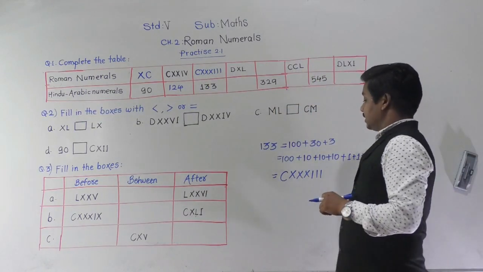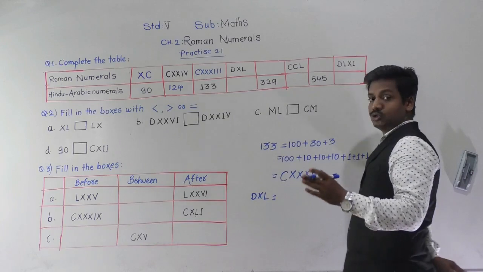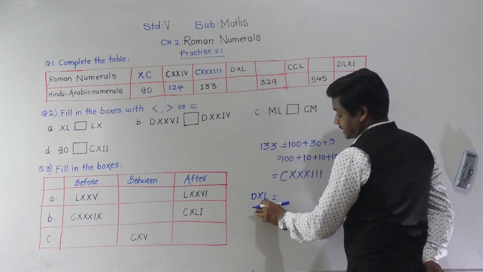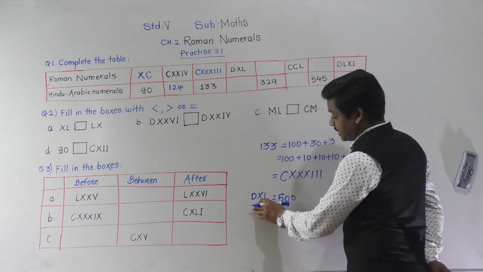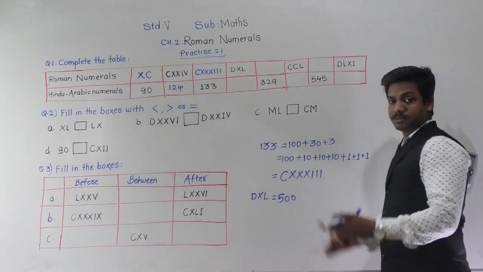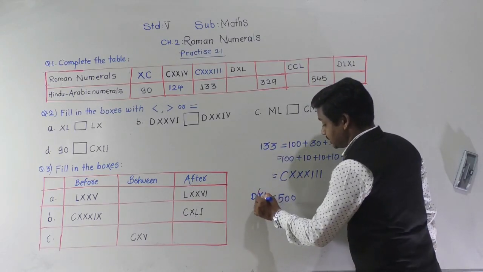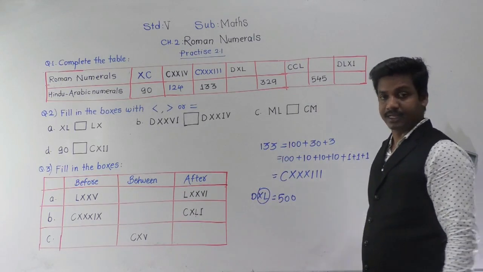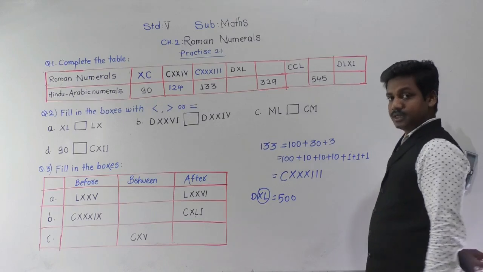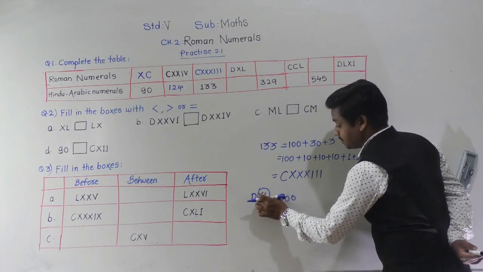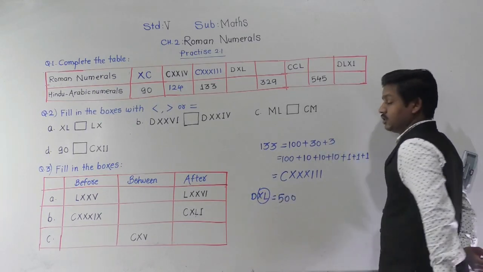Understood? The next, here Roman numeral is given, DXL. Now here remember the rules of Roman numerals. DXL. Now see, D means what? 500. Now see, this X is smaller than D and L. That means smaller symbol has appeared between two greater symbols, right? So in this case, the smaller symbol is related with the next symbol, L. So this value of X is 10 and value of L is 50. When smaller symbol appears between two greater symbols, the value of that symbol is subtracted from the value of the next symbol.